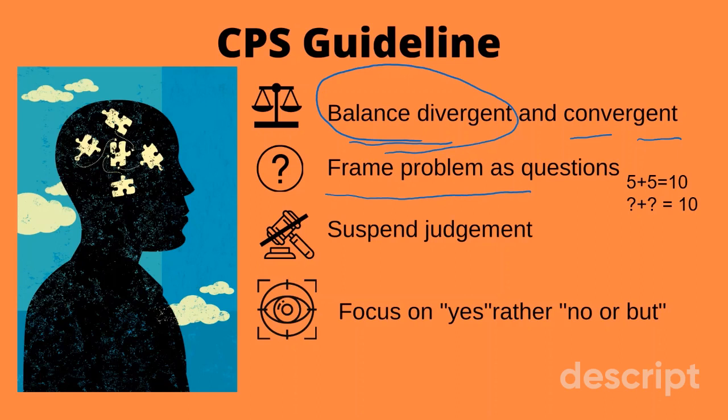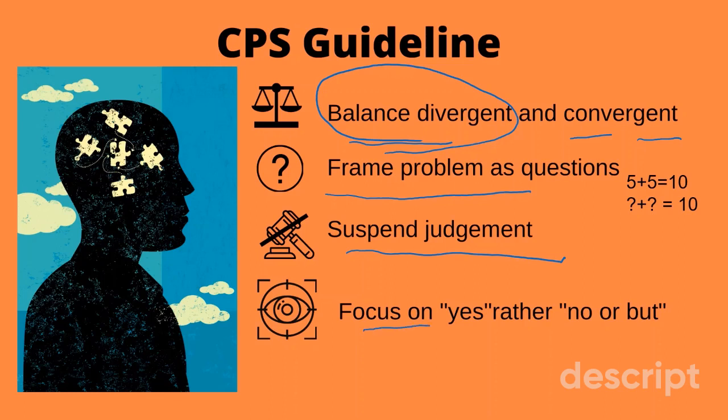The third one will be suspend judgment, where in the early stage of brainstorming, we must hold back criticism of ideas that do not work. Later on, we will set appropriate time to analyze it. Deferred judgment is actually not the same as no judgment. It's just that it's not the time yet to have judgment.